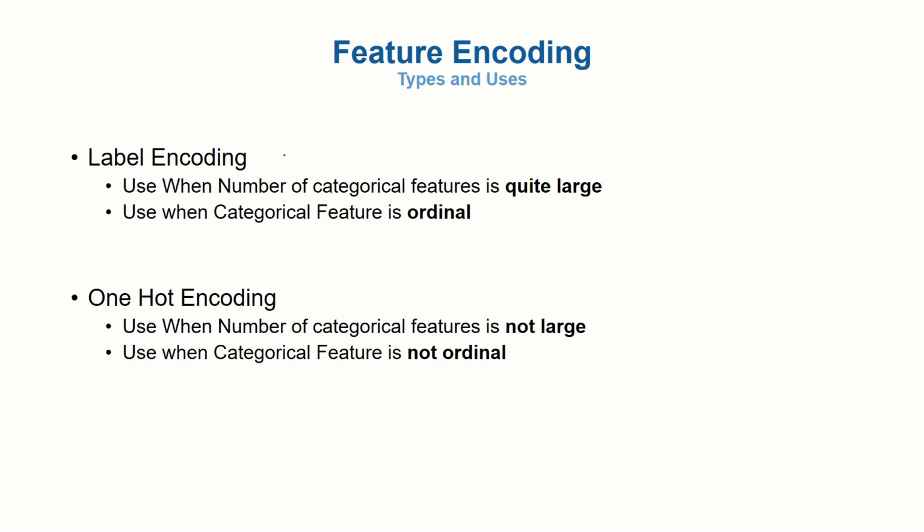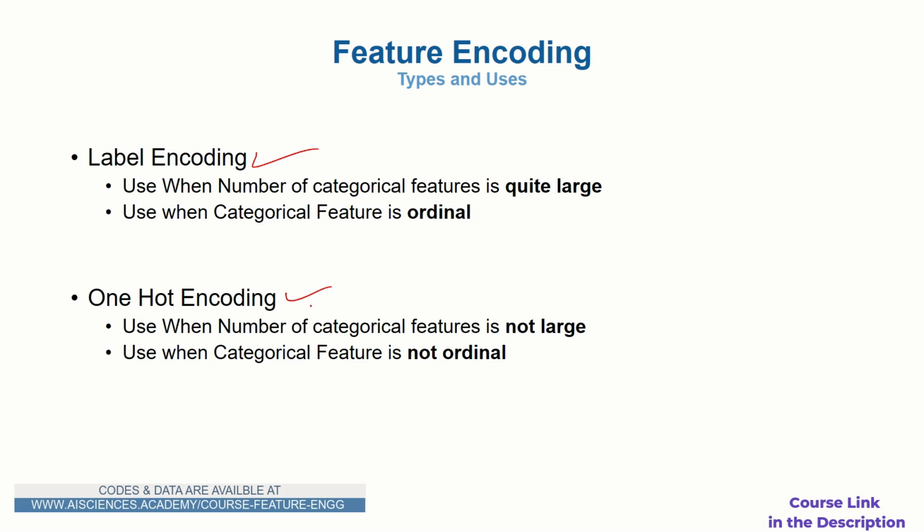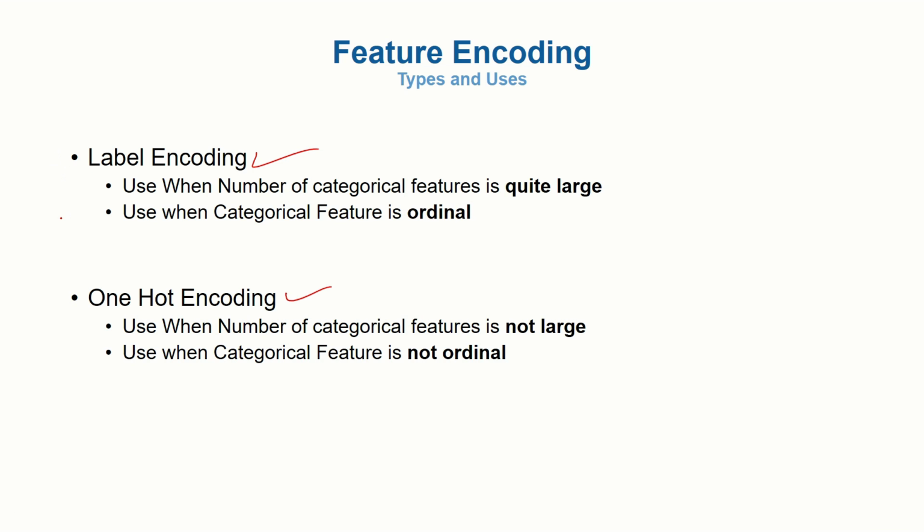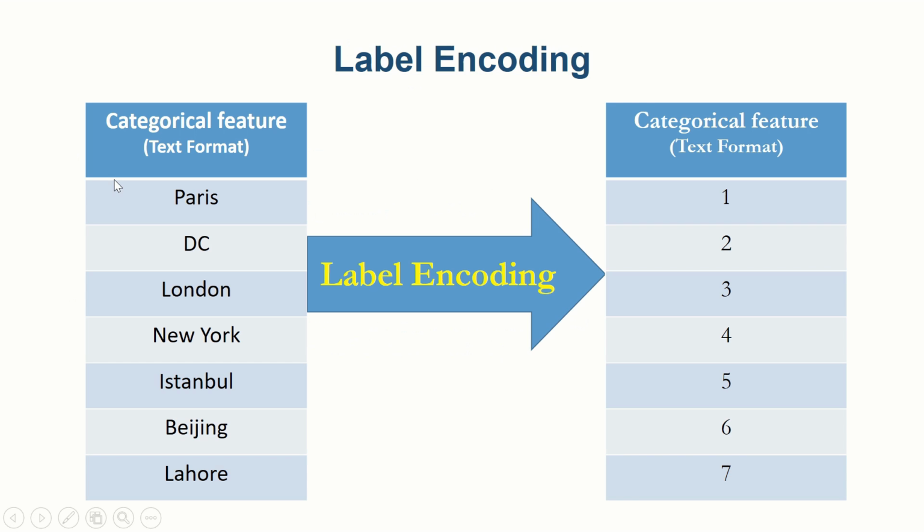So there are two types of feature encoding. One is label encoding and the other one is one-hot encoding. Now we can discuss their uses as well, where to use which type of feature encoding. So let's first discuss label encoding and one-hot encoding, and then implement them, and finally we will discuss where to use which encoding scheme. So what is label encoding?